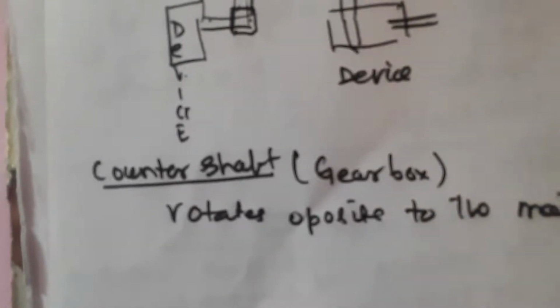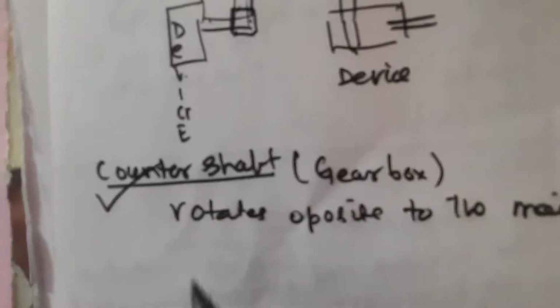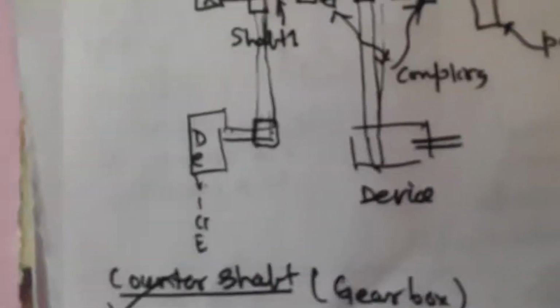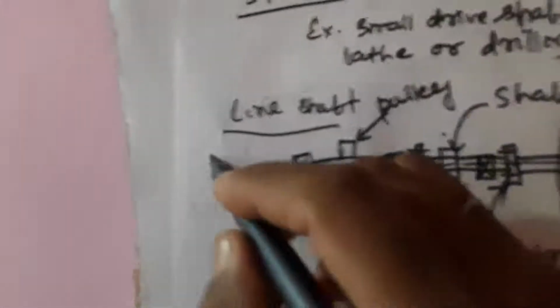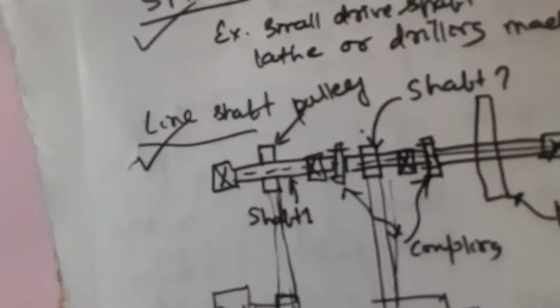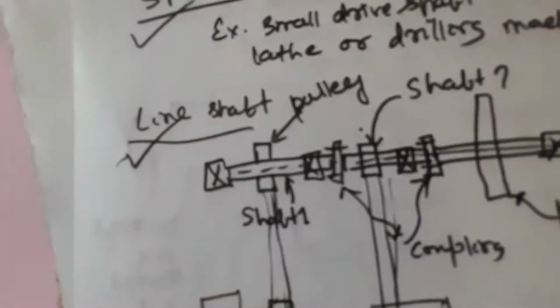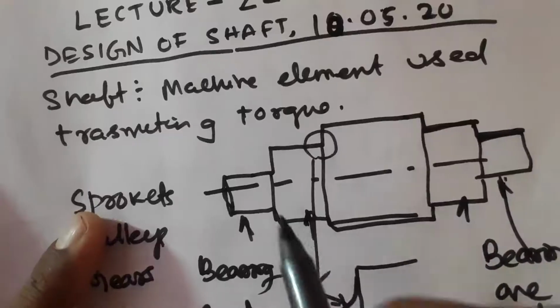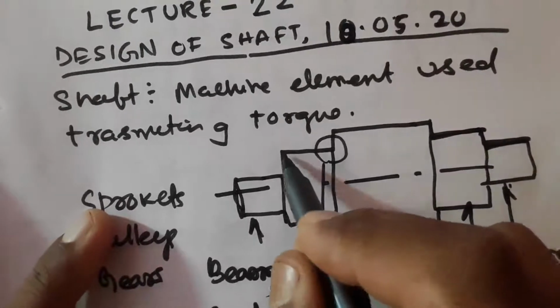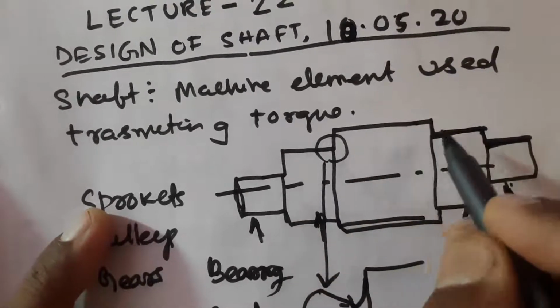So this is all about different types of shaft. One is the counter shaft, the other is the line shaft, there is the spindle, and we talked about the axle. We also talked about the transmission shaft. Transmission shafts are stepped in nature.